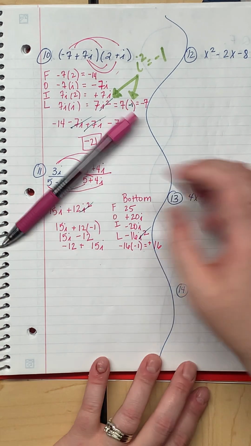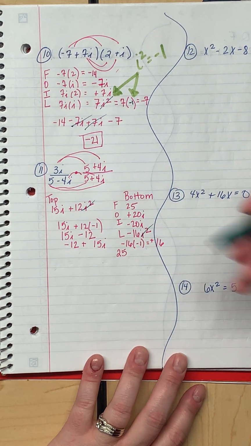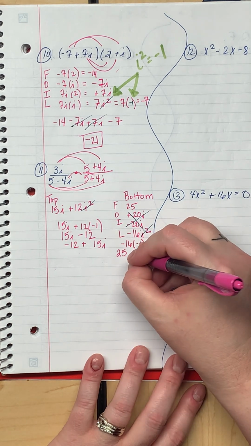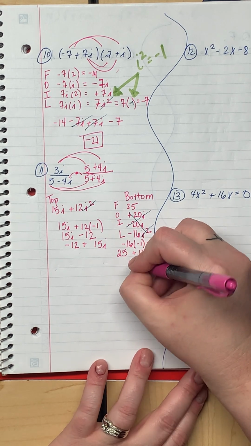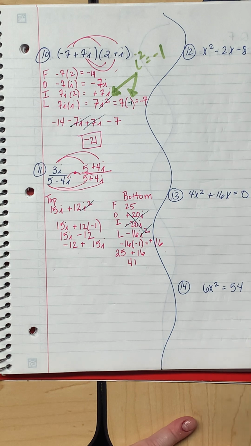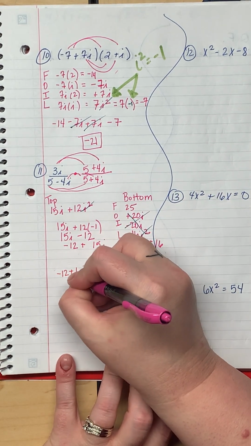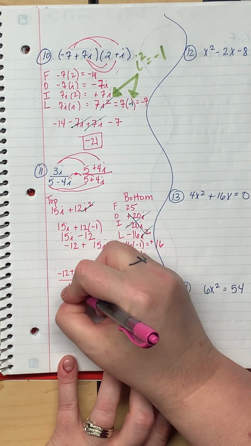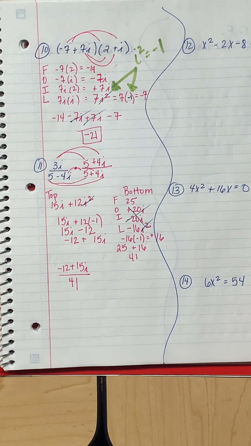Okay, so now let me figure out what this bottom is going to be. I definitely have a 25. It looks like the i's cancel out, and then the L is just a plus 16. So that makes 41. Yeah. Okay, so let's put it all back on top of each other. The top was negative 12 plus 15i. The bottom was 41.